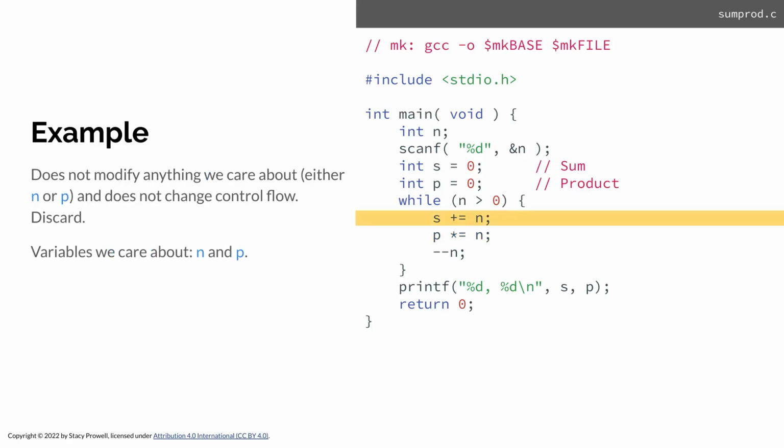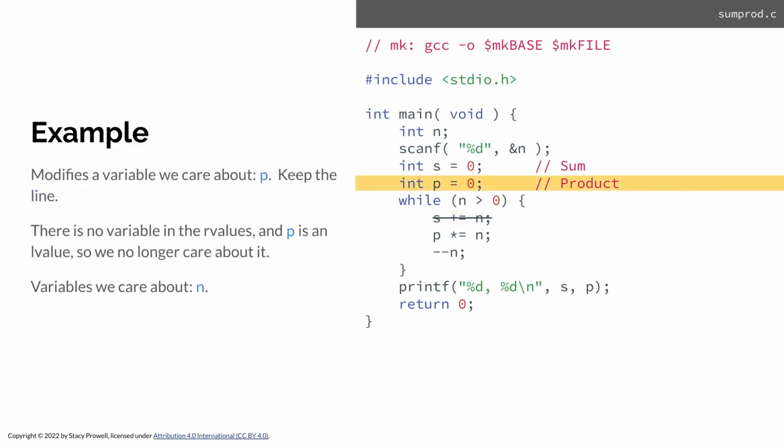Here we're setting S. The set of things we care about, the care set, is just N and P. S is not in there, so we don't care about this line and we throw it away. We keep moving back. Now we're at P gets 0. We care about P. P is in the set of things we care about, right? So we have to keep this line.